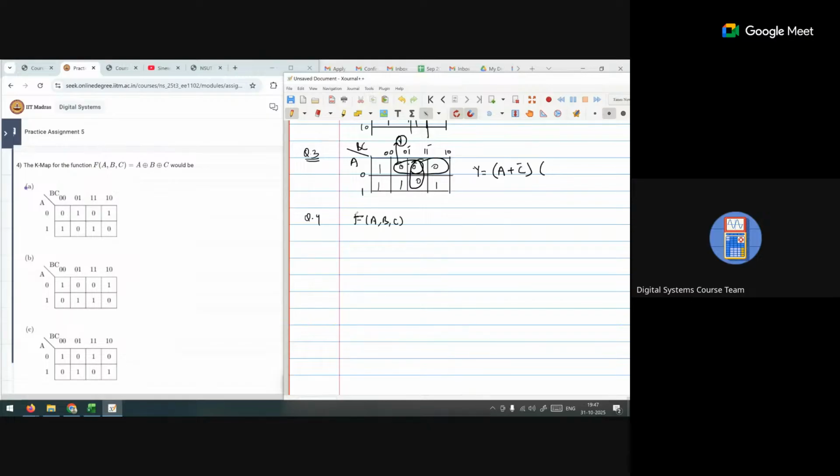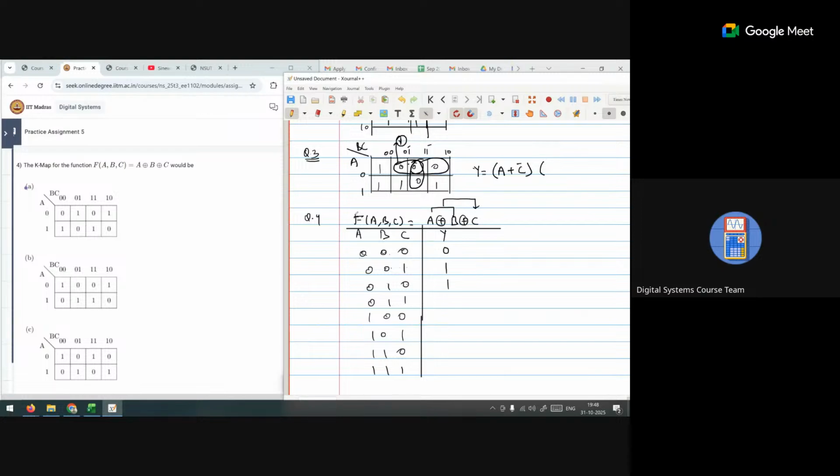F(A, B, C) is equal to A XOR B XOR C. So A B C: 0 0 0, 0 0 1, 0 1 0, 0 1 1, 1 0 0, 1 0 1, 1 1 0, and 1 1 1. Okay. So first A XOR B operation, then after that XOR with C. So Y is XORing 0 with 0 is 0, then XORing with 1 is 1. 0 1 XORing is 1, then 1 0 is 1.